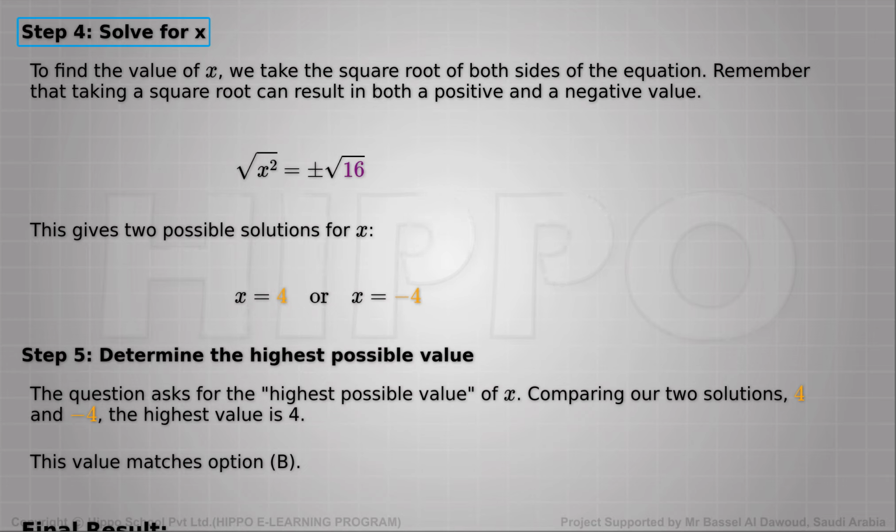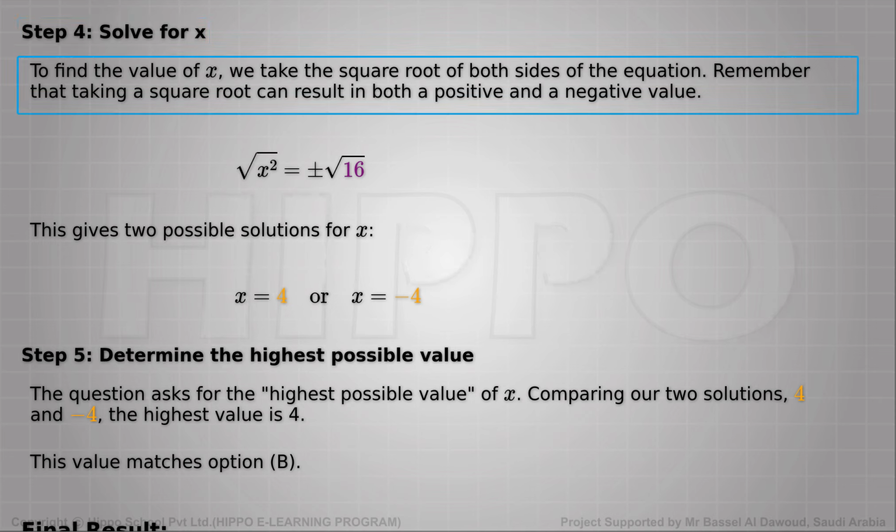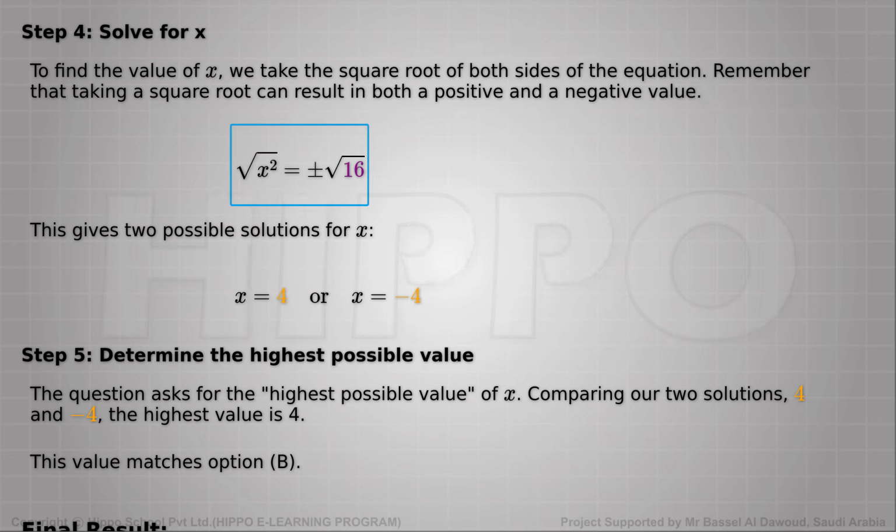To solve for x, we need to do the opposite of squaring a number, which is taking the square root. So we'll take the square root of both sides of the equation. Now, here's a very important point that many students forget. When you take the square root in an equation like this, you have to consider both the positive and the negative roots. That's why you see the plus-minus symbol in front of the square root of 16.